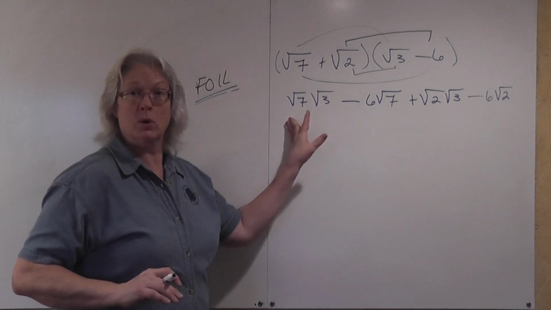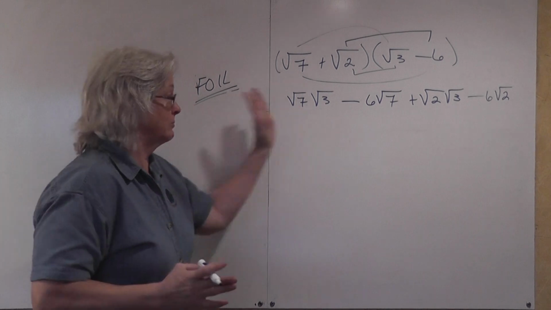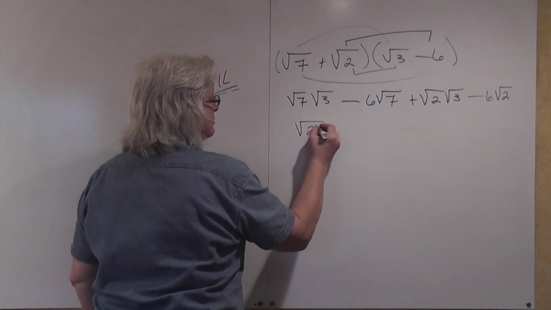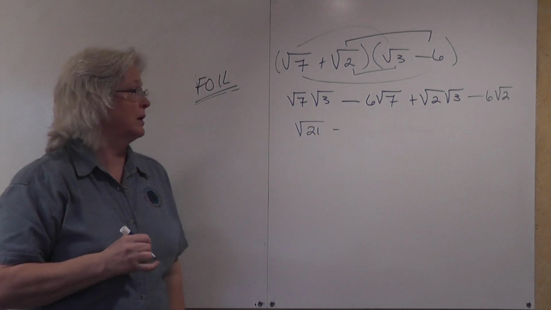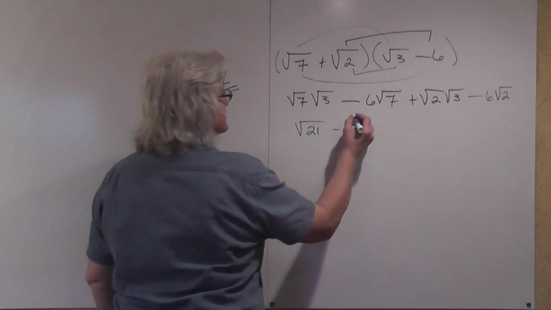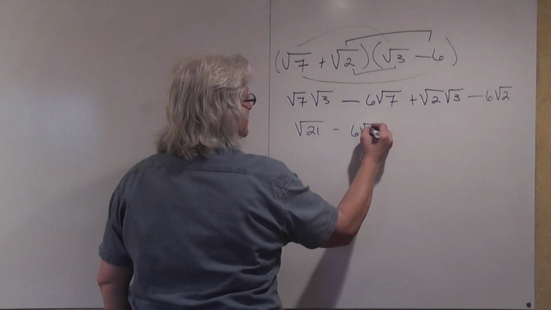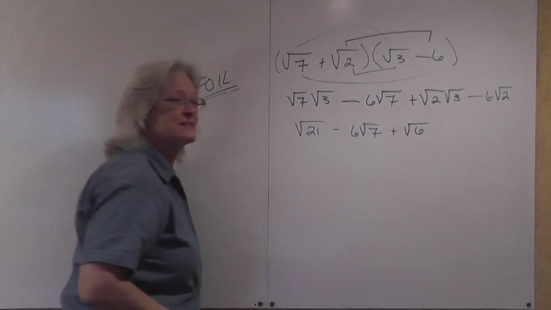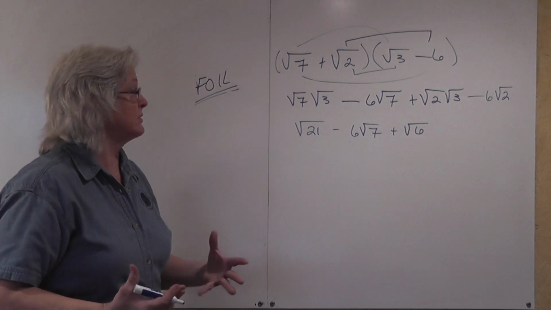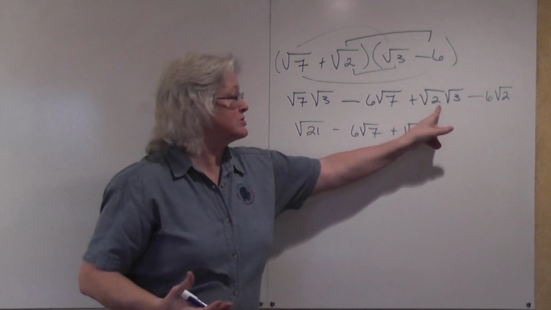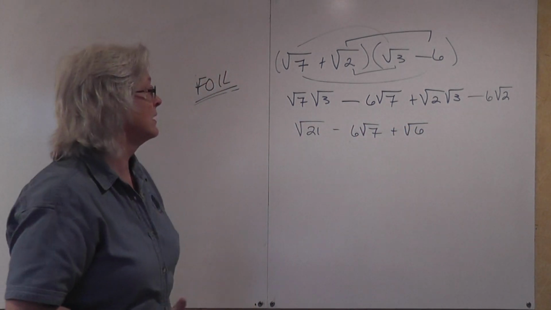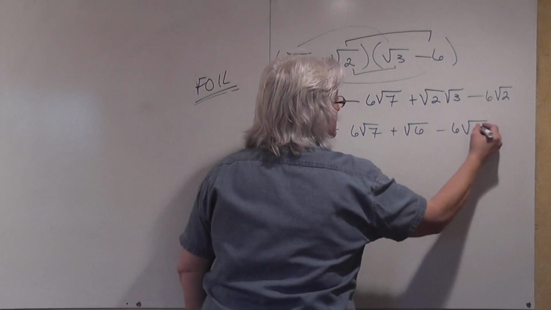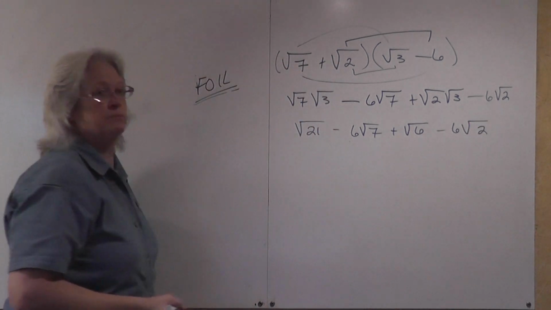Do we have any perfect squares here? No. They're prime numbers. Square root of 7 times the square root of 3, using the product rule, gives us the square root of 21. Minus 6 times the square root of 7. We're going to use the product rule again. The square root of 2 times the square root of 3 gives us the square root of 6, because there are no perfect squares. All of these numbers underneath the radical symbols here are prime numbers. And our final, minus 6 times the square root of 2.